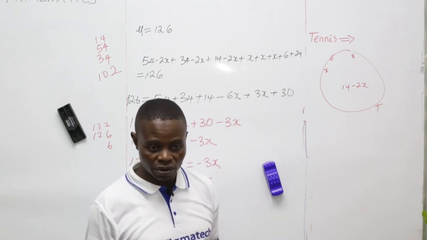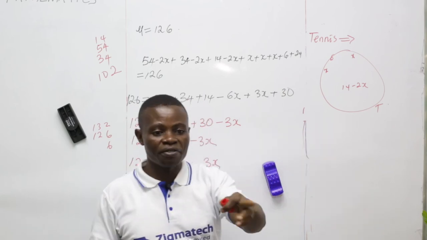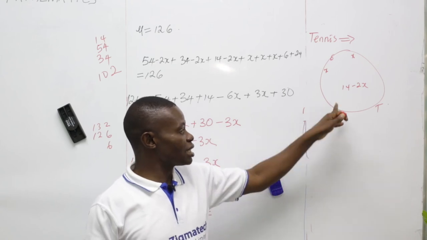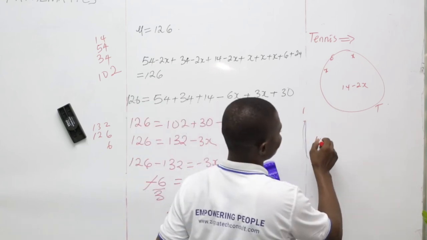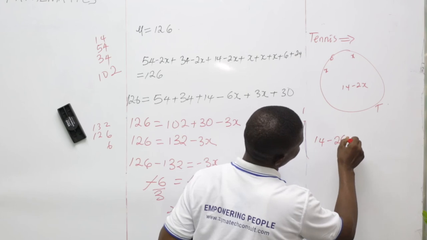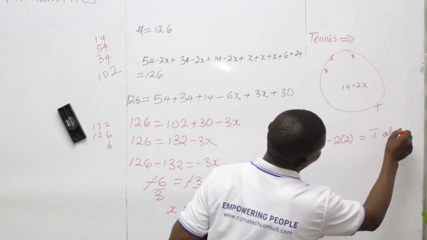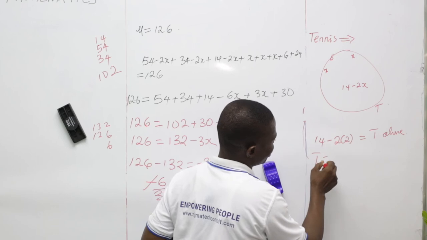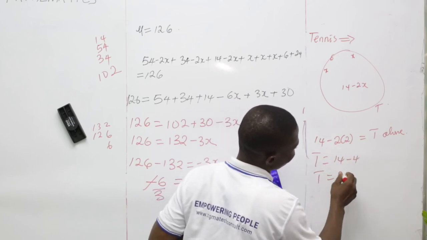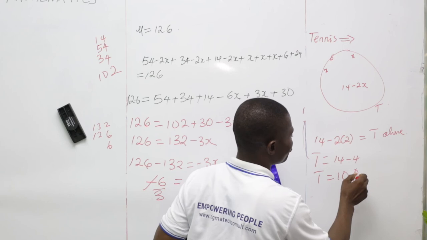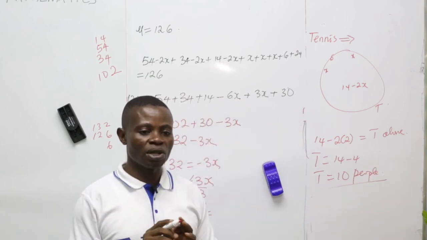Tennis ball alone. Then football alone. Football alone is what? 54 minus 2s. Now tennis ball alone means 14 minus 2s. So what is s now? S is 2 equals tennis alone. So T alone equals 14 minus 4. Tennis ball alone is what? 10 people like playing tennis ball alone.